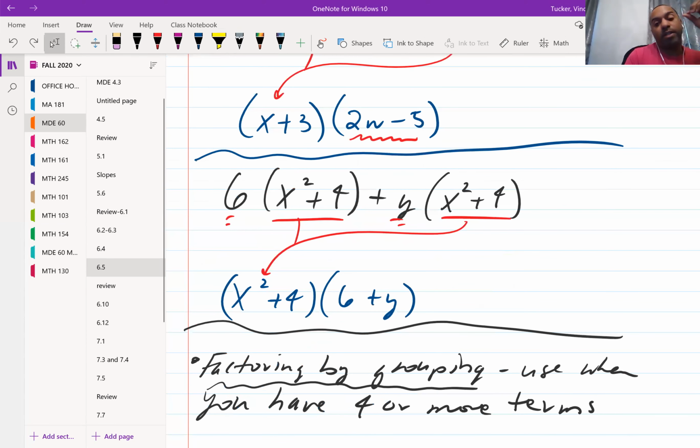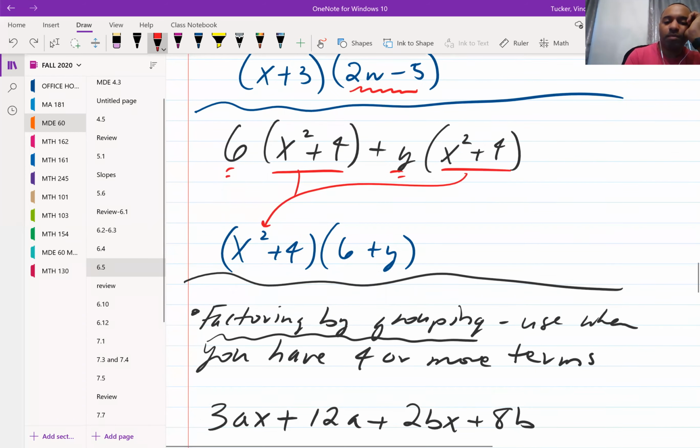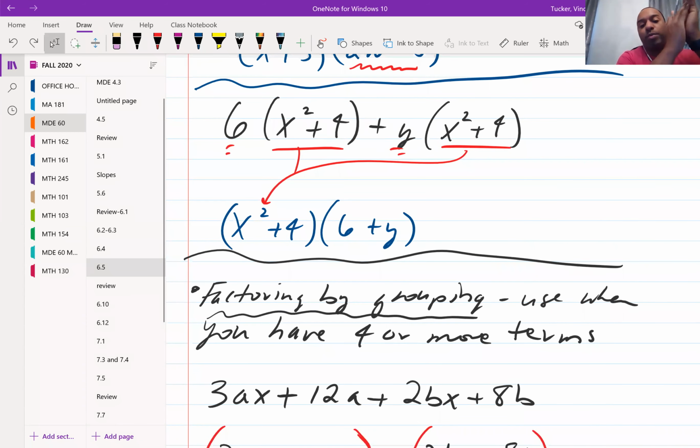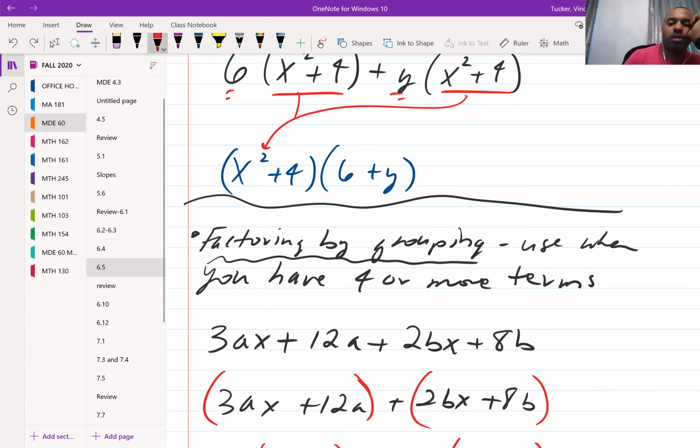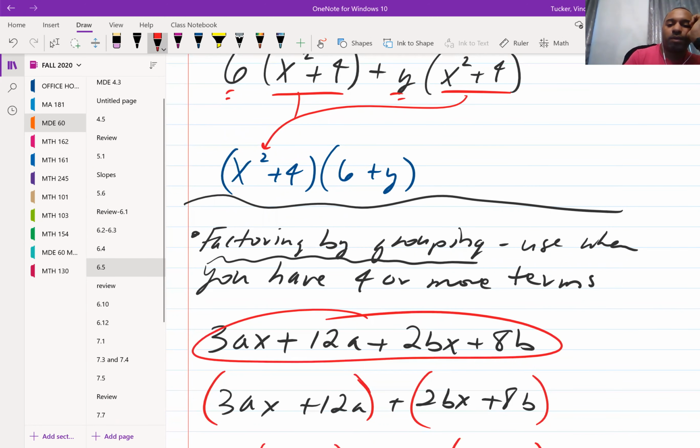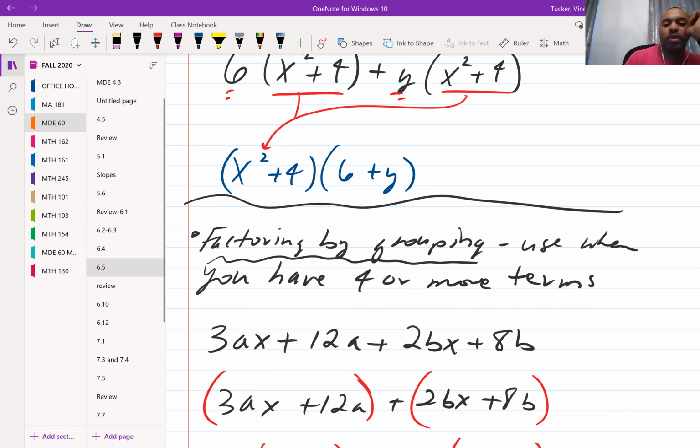All right, so this leads us into factoring by grouping, which is the last thing from this section. Whenever you're factoring by grouping, this is the method we use when you have 4 or more terms. Here's our first expression that we'll try this on: 3ax plus 12a plus 2bx plus 8b.